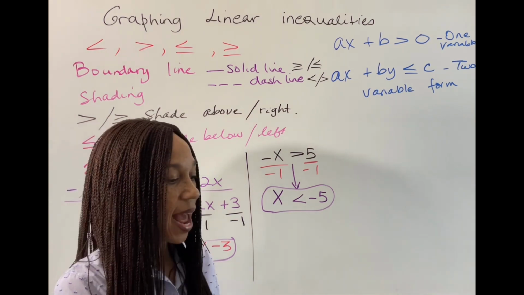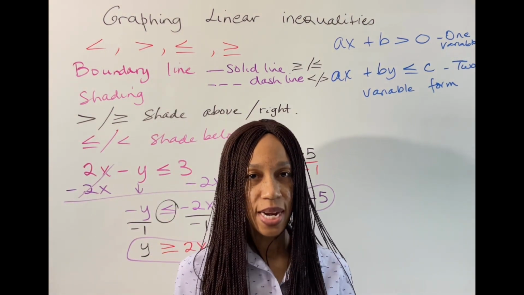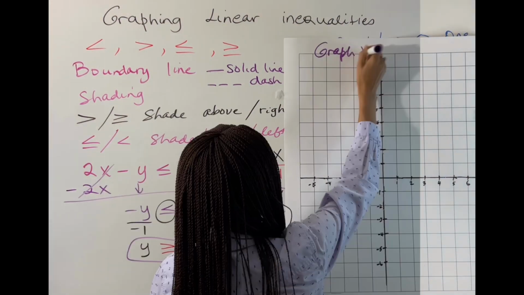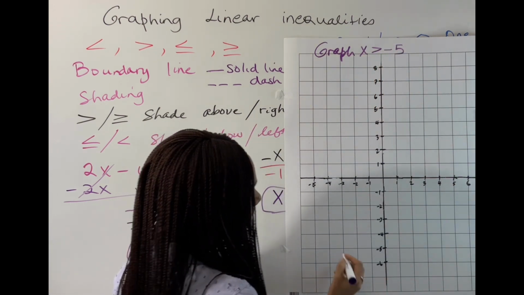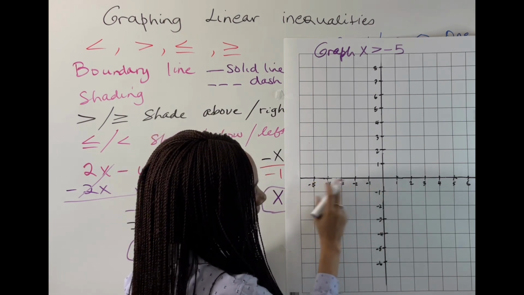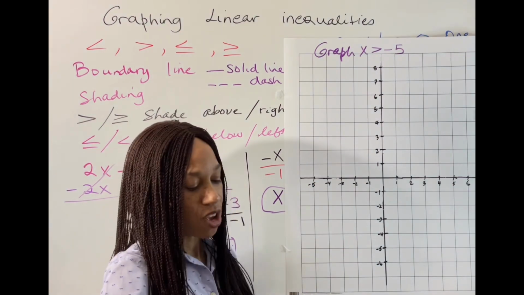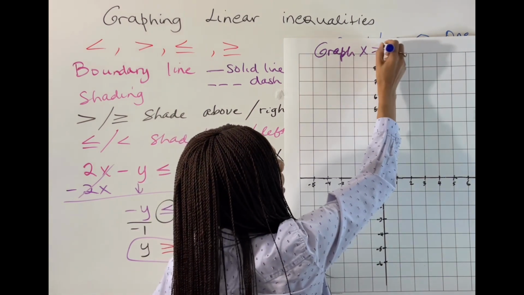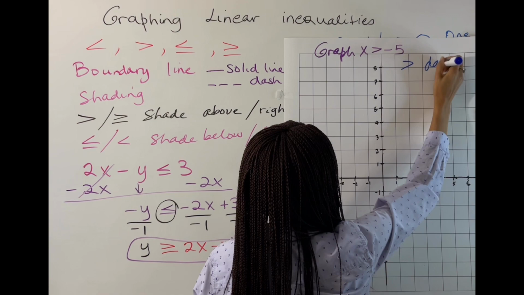So with that being said, I am going to demonstrate to you how to graph linear inequality. The first one I'm going to graph here for you is x is greater than -5. So I have my -5. You have to look on your x-axis and you find -5 is here. So the first thing that you need to take away from this is that you have a greater than symbol, so you need a dashed line.